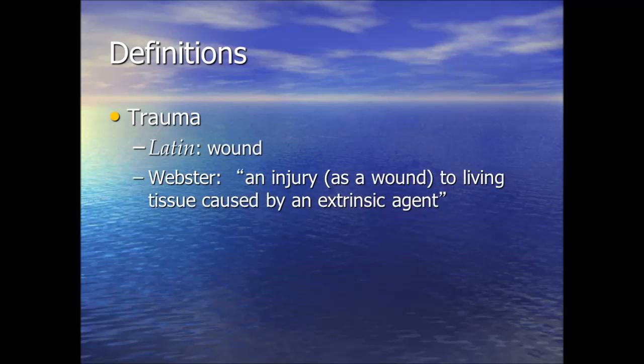So if we look at trauma, it comes from the Latin word for wound. And if you go to the dictionary, it basically says that trauma is an injury to living tissue caused by an extrinsic agent. So basically, trauma can be caused by a bullet. It can be caused by a fist. Somebody comes up and hits you in the shoulder and, hey, how's it going? Technically, that's trauma, okay? And so there are different types of trauma. And basically, for medicine, we're concerned about penetrating versus blunt trauma.